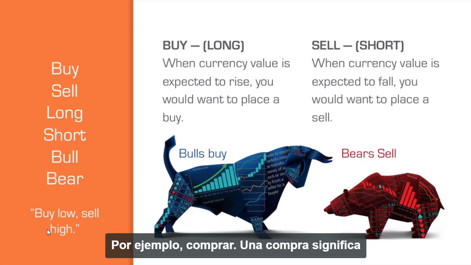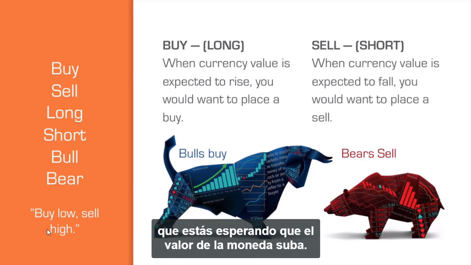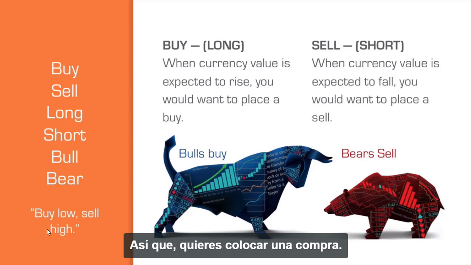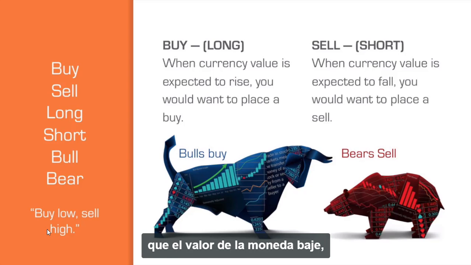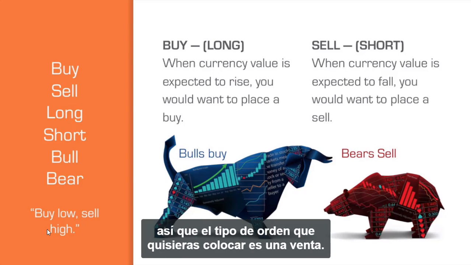For instance, buy. Buy means you're expecting the currency's value to rise. So you would want to place a buy. That's the type of order you would want to place. And then sell means you are expecting the value of the currency to go down. So then the type of order you would want to place is a sell.